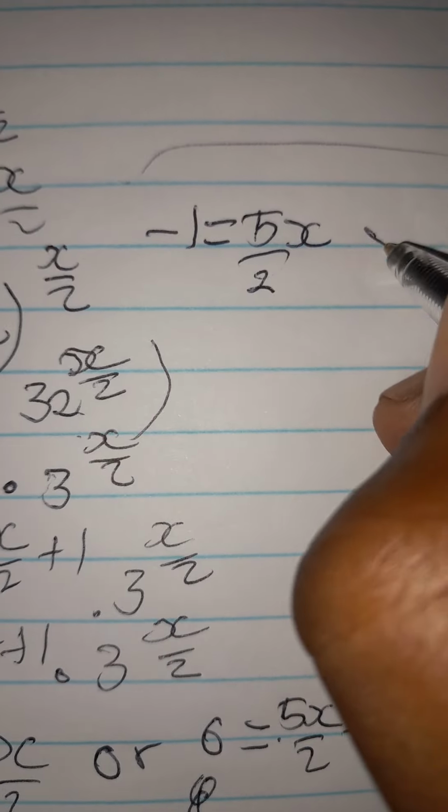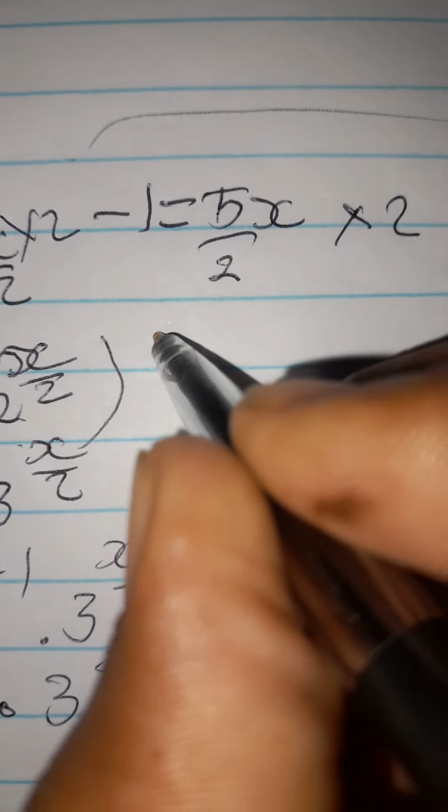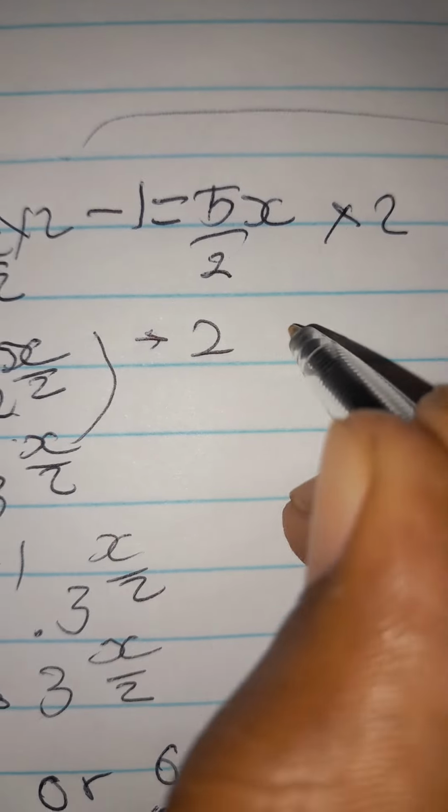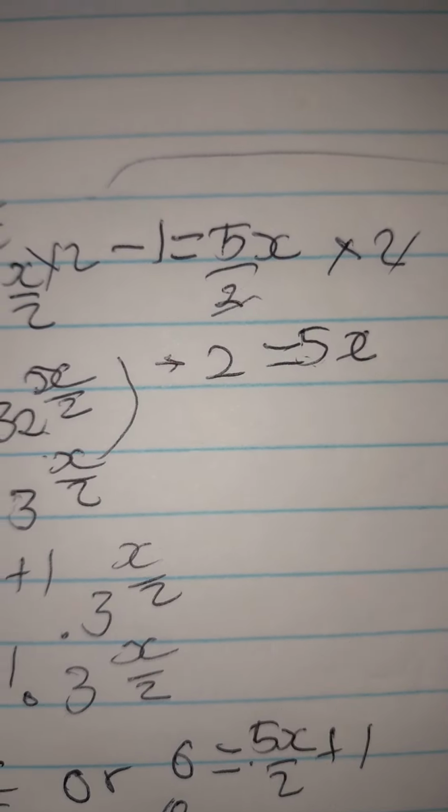Then we can multiply both sides by 2 here. Multiply both sides by 2. What are we going to get? We're going to get negative 2. This and this, they cancel. We are left with 5x, right?